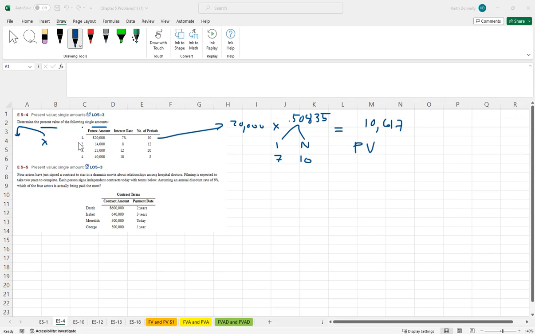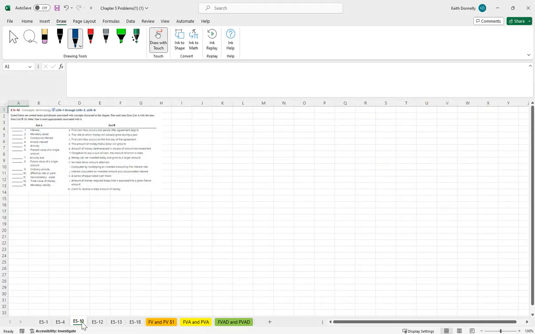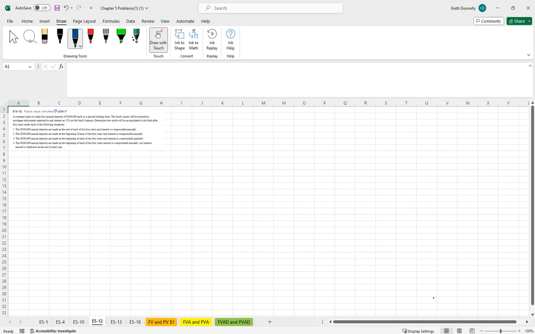All of these follow the same convention. You just take the amount times the factor using the table. So you would just repeat what we just did there. Okay, so 5.10, we're looking at some matching. Come back to that if there's time. Nothing too hard there. Let's go to 5.12.